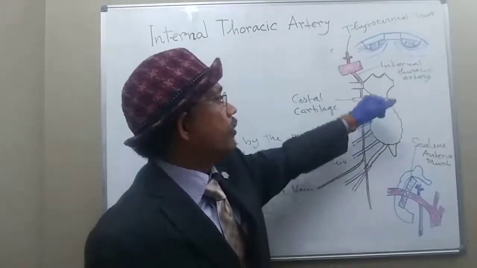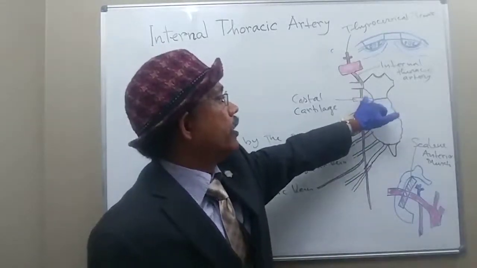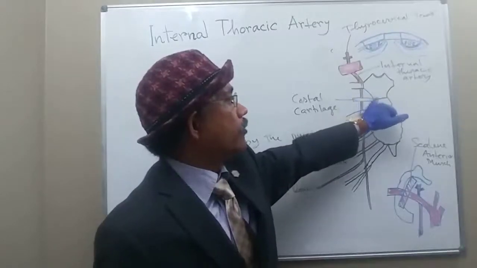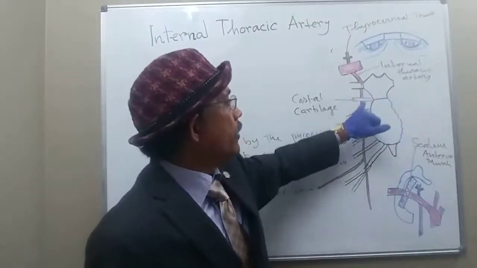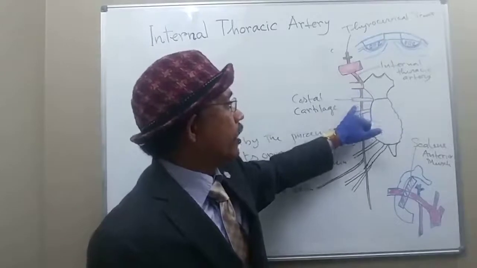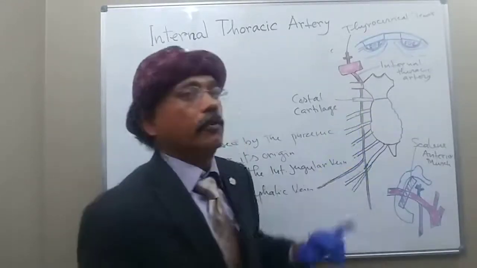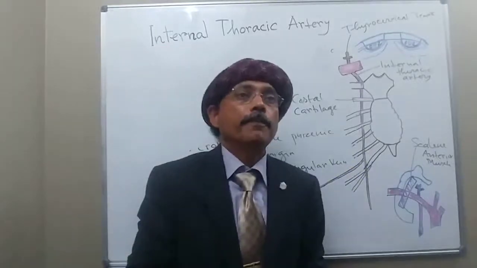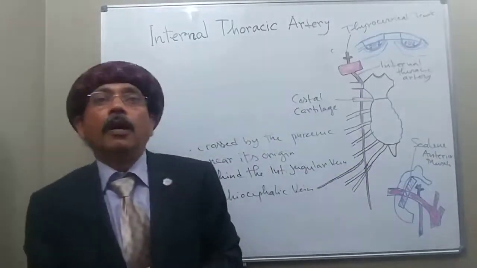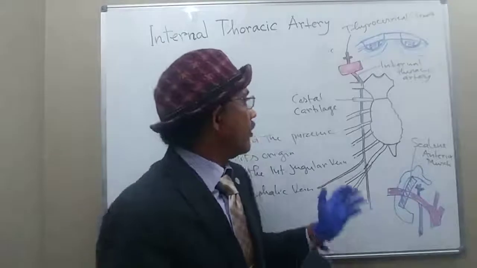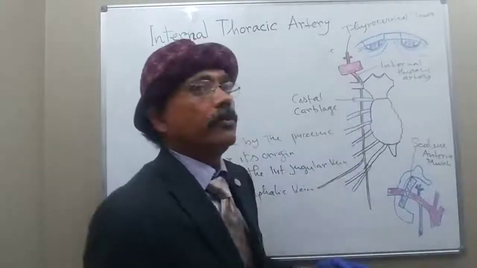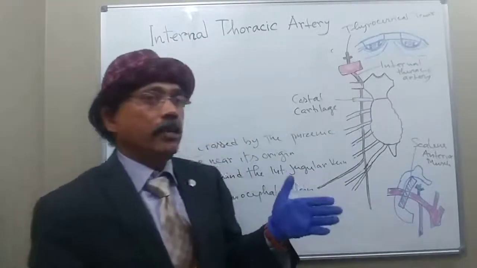We can count the intercostal spaces. This is the second costal cartilage going to the sternal angle. So first intercostal space, second, third, fourth, fifth, sixth intercostal space. After descending past the second costal cartilage, what happens?